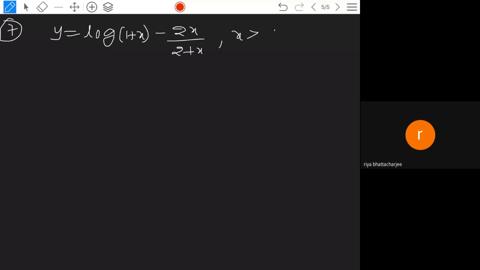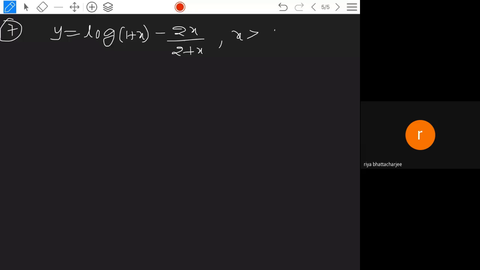I am not explaining all of them to you. Seventh problem, whenever you take into consideration, the question given to you is y is equal to logarithm of 1 plus x minus 2x by 2 plus x, x greater than minus 1. Why x greater than minus 1? Can anyone say? Why x greater than minus 1?